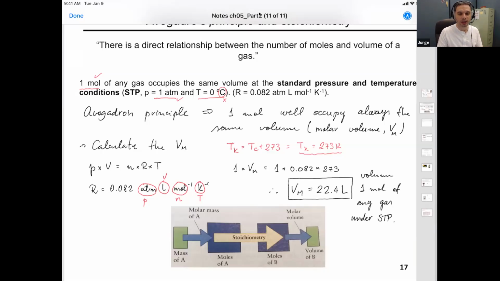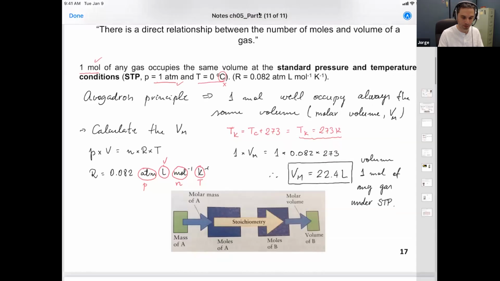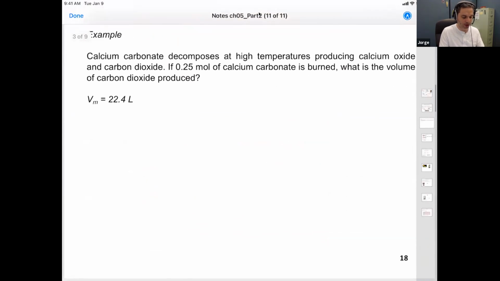Okay, so let's see how to use the molar volume in a stoichiometry problem. Let's see an example. Calcium carbonate decomposes at high temperatures, producing calcium oxide and carbon dioxide. If 0.25 mole of calcium carbonate is burned, what is the volume of carbon dioxide produced? Okay, so the first thing that we need to do to start solving this problem is to write the chemical equation.